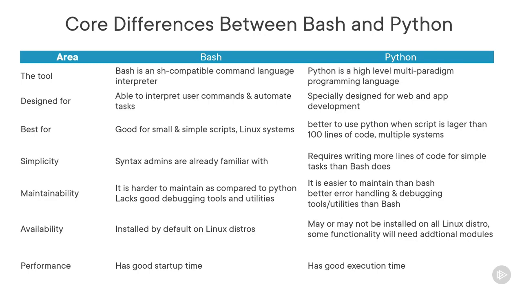Now, when we talk about performance, this really depends on a lot of different variables in your environment, what you're doing with the script, how you're running the scripts. And so take this one with a grain of salt, but typically Bash has really good startup times and Python is really good as far as execution times. Now, with that being said, keep in mind, there's a lot of variables that are at play that are going to enhance performance as needed.